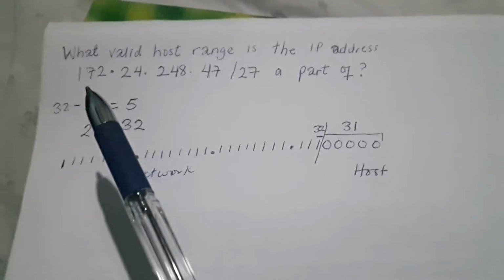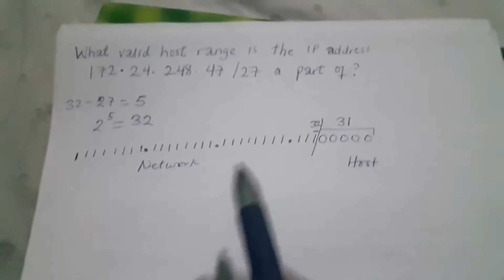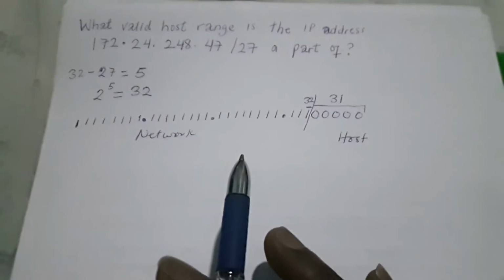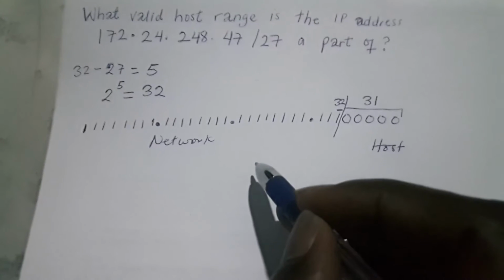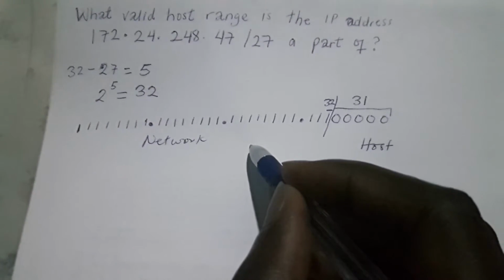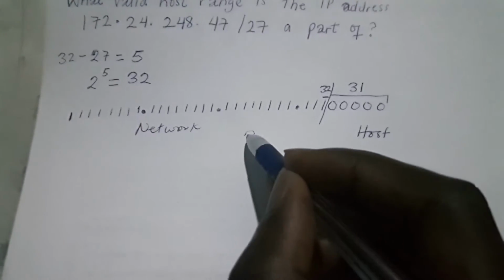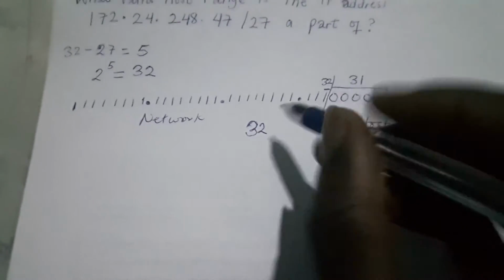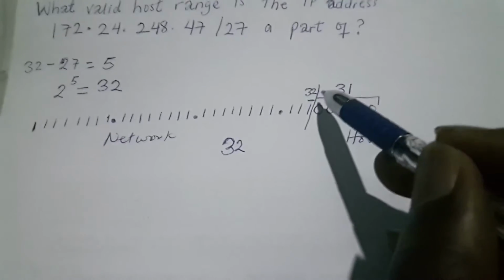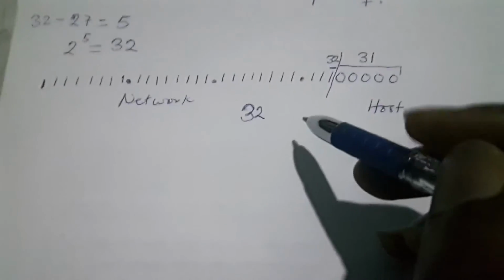And the question is saying, what valid host range is the IP part of? So now our next step is this. Very easy. So now we count. We start incrementing by 32, right? Why? So we write down our 32, which is the value we have here. We write down our 32.